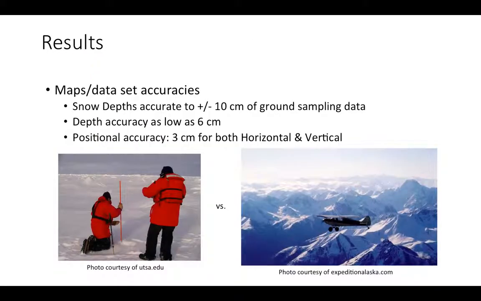So, results: the map and data set accuracies of what they collected. The snow depths were accurate to about plus or minus 10 centimeters of the ground sampling data; an example of the ground sampling process you can see there in the bottom left. And then the depth accuracies got as low as 6 centimeters. So I think that's pretty impressive and quite notable for the accuracies they were looking for. And then positional accuracies were about 3 centimeters, both horizontal and vertical, of ground truthing positions.